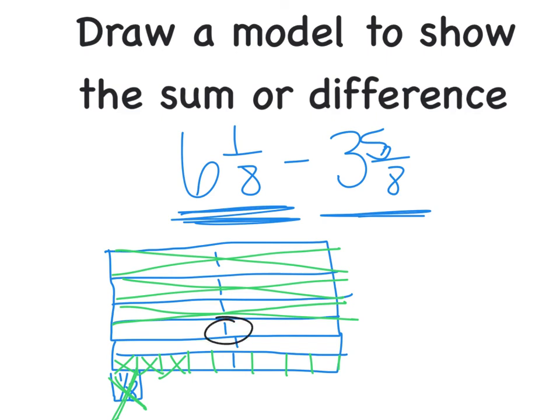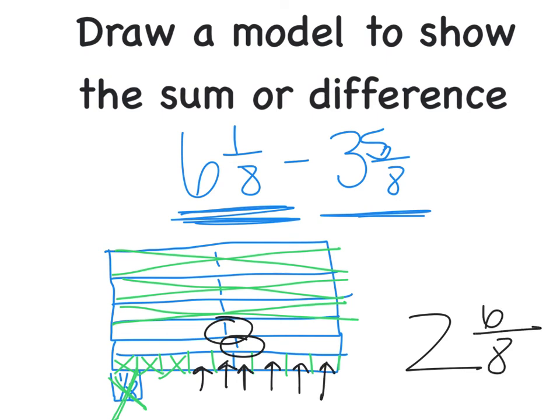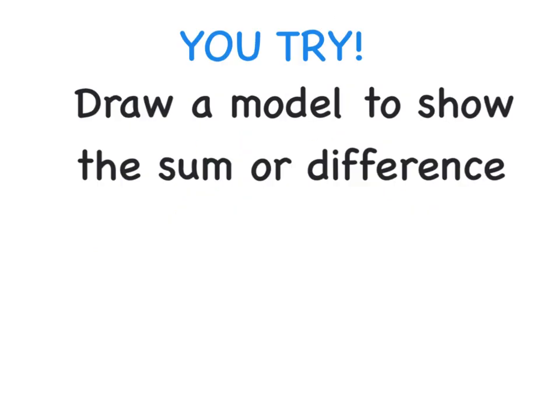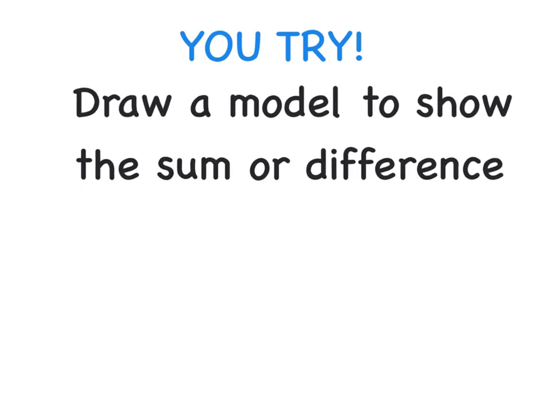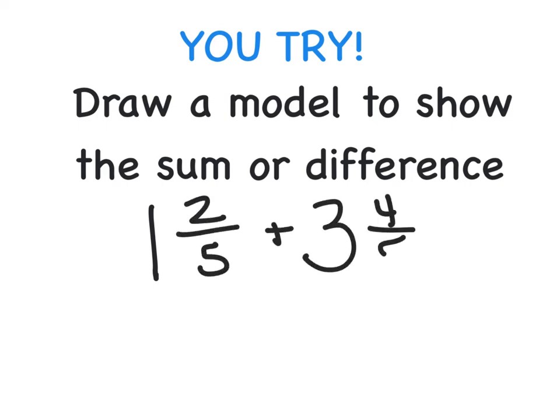So I have 1 whole, 2 wholes left, and 1, 2, 3, 4, 5, 6/8. So 2 and 6/8 is my answer. I could also simplify that to 2 and 3/4. I want you to go ahead and try to draw a model to show this problem and tell me the answer. So I should see a picture on your sheet and a final answer. I want you to try 1 and 2/5 plus 3 and 4/5. Good luck!